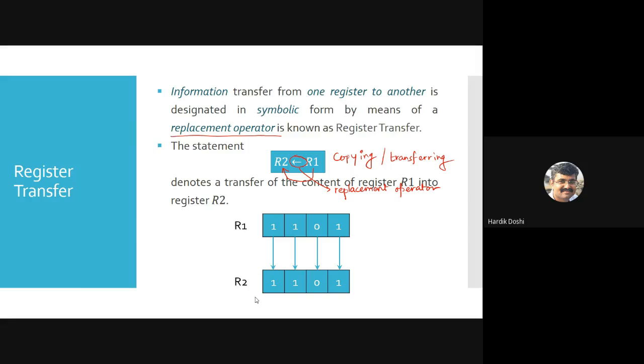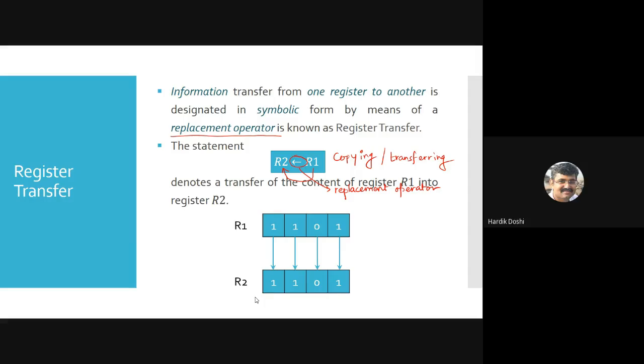So this is what register transfer is. Sir, you are saying it to be register transfer. Can we not say it to be copying a register? Yes, we can say. But technically they have given the term register transfer. Is it fine, everyone? Yes, sir. Should I move further? Yes, sir.